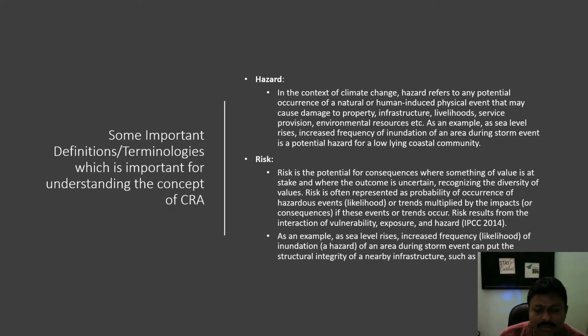Now, before going to the next topics, I want to define some important terminologies. Now you will say, what are they? They are related to CRA, climate risk assessment. So what are they? First thing is hazard. What is hazard? How is a hazard defined? Now, in the context of climate change, hazard refers to any potential occurrence of a natural or human-induced physical event that may cause damage to property, infrastructure, livelihoods, service provision, environment resources, etc.